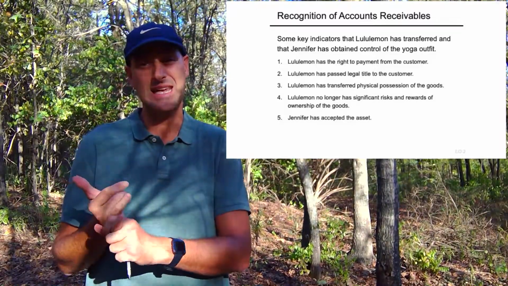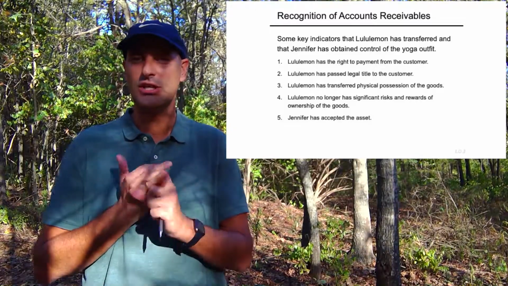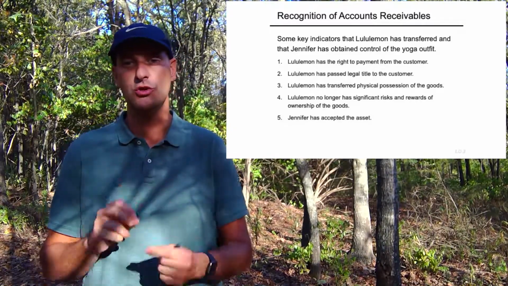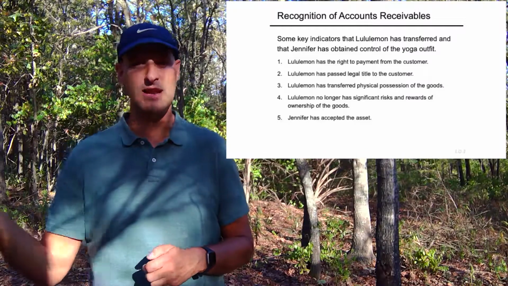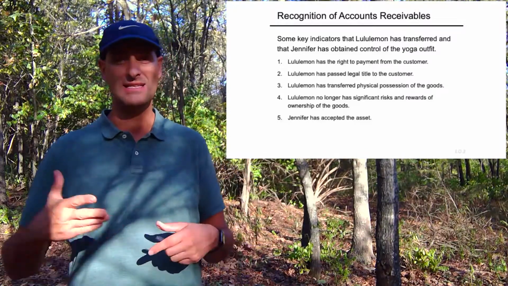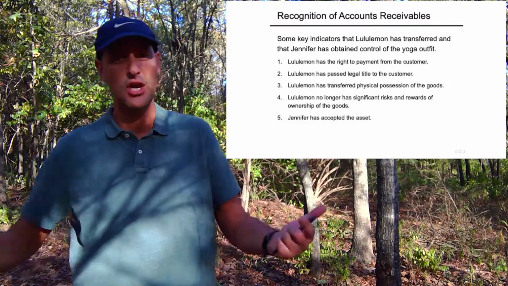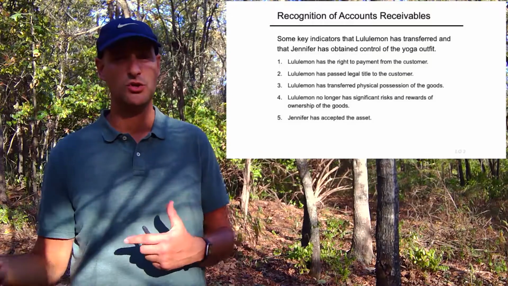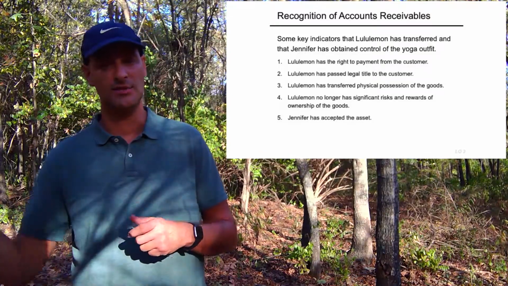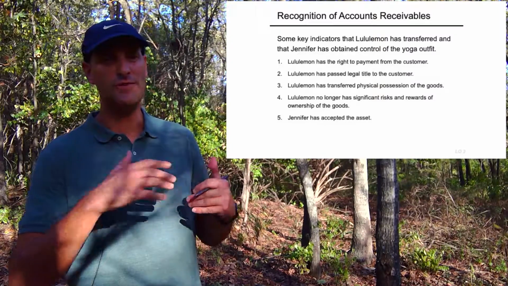Well, that's an indicator that their revenue has actually occurred. They have passed legal title of the good to the customer. So the customer now has possession and legal title to the good. The company no longer has any claims on that. If the customer wanted to go out and burn it, they could. It's theirs. The company no longer has claims on that. The customer has full legal title. They have transferred physical possession.